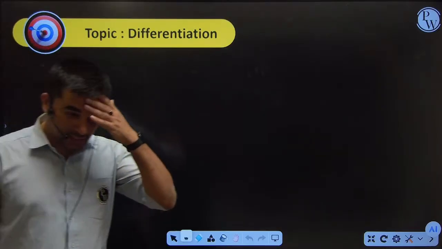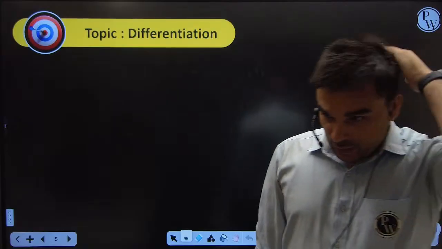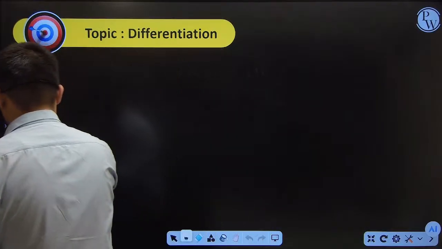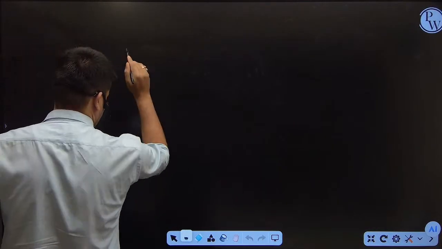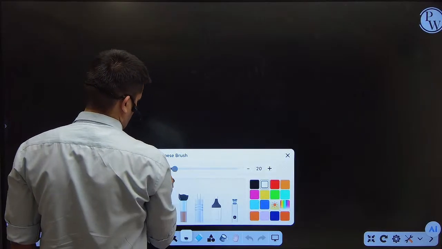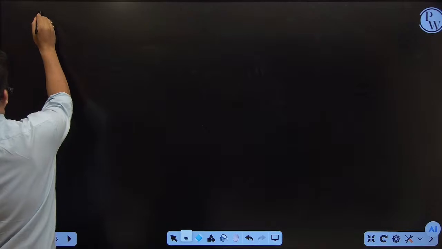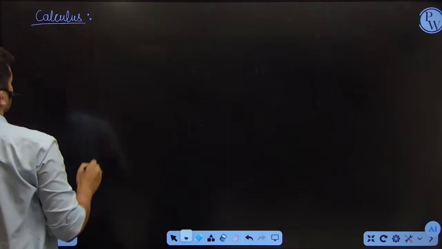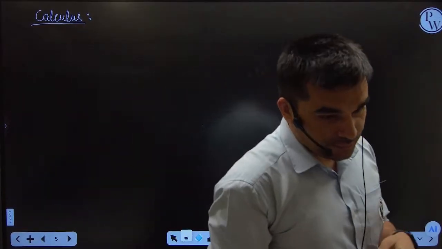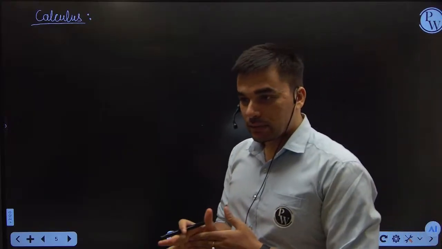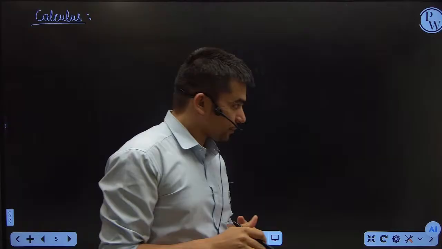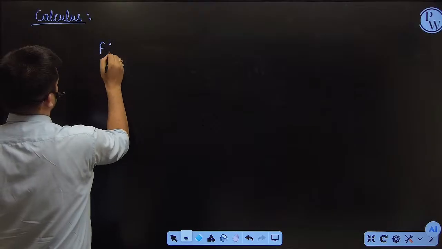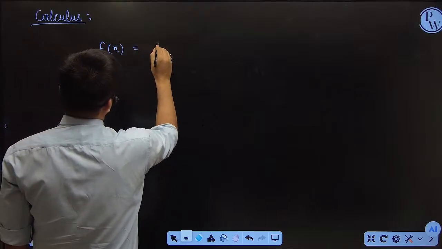The idea of calculus. Write down. Give the heading as calculus. So the idea of calculus starts with limits actually. How many of you know about limits? So suppose I have a function, let's say f of x. And the value of f of x is given as x upon x.